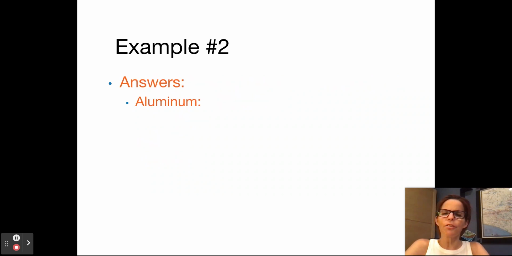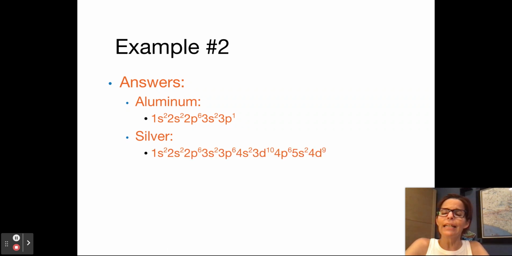So for aluminum, you should have answered 1s2, 2s2, 2p6, 3s2, 3p1. That last electron should have been up in the 3p orbital. So for silver, it's going to be a lot, and it's going to be ridiculously long. Wait till we get to francium.